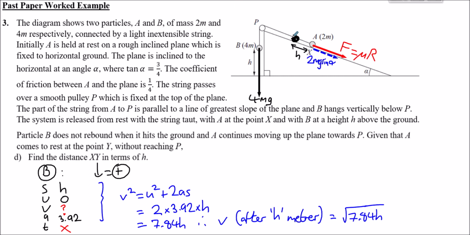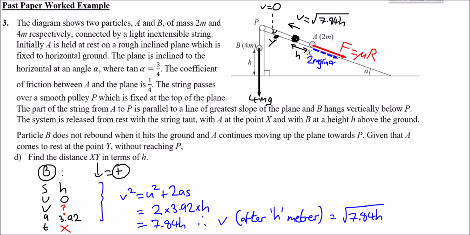It gets to h, gets to this distance here. It'll then carry a further bit up until it gets to this point here, y. At this point, it's going forward with a speed of root 7.84h. When it gets to y, its speed will be 0.